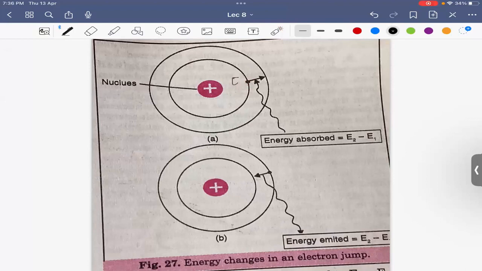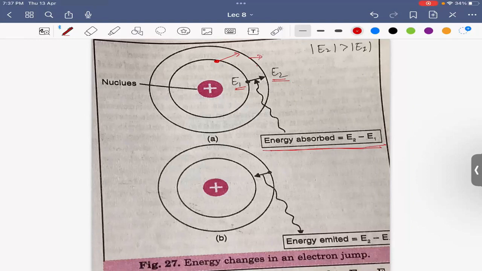Let's say this is E1 and this is E2, right? So clearly E2 is greater in energy. The magnitude of E2 is at a higher energy level than E1. So whenever this electron has to go from this orbit to this orbit, it has to absorb energy. And the absorbed energy will be equal to what? The energy of this level minus the energy of this level. So the energy absorbed will be E2 minus E1.